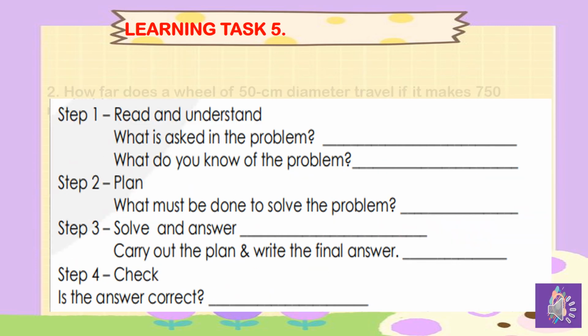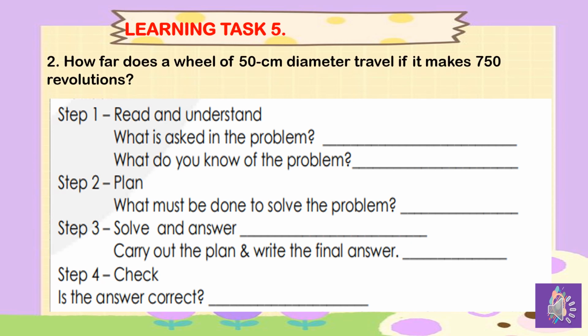Okay, so for another problem, number 2, how far does a wheel of 50 centimeter diameter travel if it makes 750 revolutions? Okay, so again, you have the 4 steps to follow for you to answer this problem. Okay, so let us now answer. So what is asked in the problem? The distance the wheel travels. And what do you know of the problem? Okay, so the diameter of the wheel is 50 centimeters, and then we have the 750 revolutions.